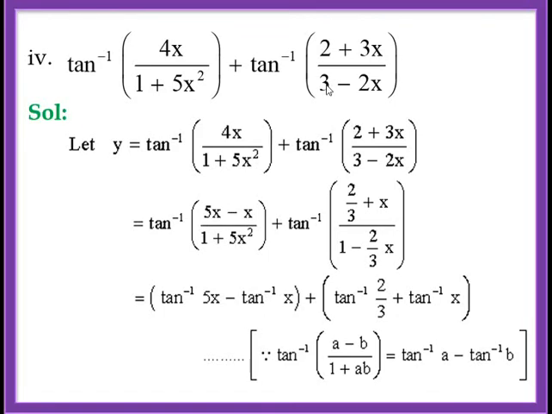What about this? Here it should be 1 minus, but this is 3 minus. So I have to divide the denominator and therefore the numerator also by 3. This becomes 2 upon 3 plus x upon 1 minus 2 upon 3 into x. See, again this is of which type? Tan inverse P plus Q upon 1 minus PQ is tan inverse P plus tan inverse Q. I think this term gets cancelled. So what remains is y equal to tan inverse 5x plus tan inverse 2 upon 3.